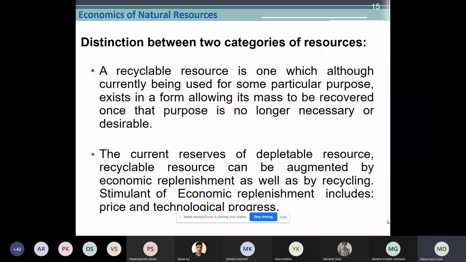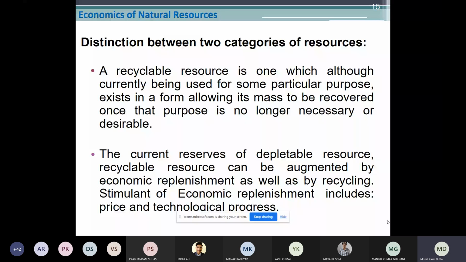Now about price, you know about the law of demand. If the price of a product is high, the demand for the commodity will be low. Similarly, taking a cue from the law of demand, if the price of products based on natural resources, or the raw natural resources themselves, goes up, then obviously demand for these resources will be low. In that case, the life of these resources can be enhanced.